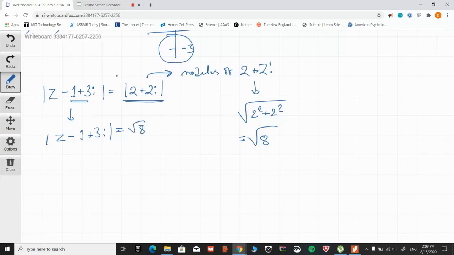Now root 8 is a number, so now it's more like the other questions we solved. But what about this? Again, this minus is not in front of the whole second complex number. I need to change the form and make sure the minus is part of the whole thing.